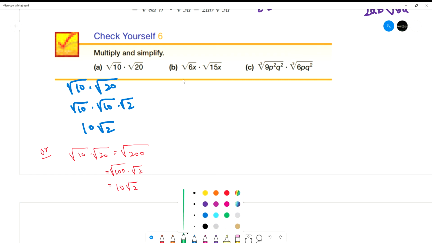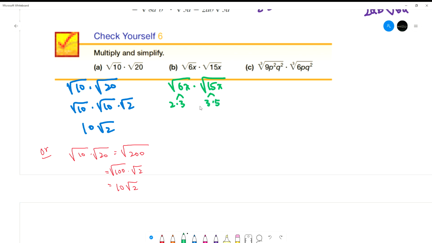So let me try the second one. We have root 6x times root 15x. And in the 6, I have 2 times 3. In the 15, I have 3 times 5. So I see 2 3's. So I know this is the square root of 3 times 3 is 9x squared times the square root of the remaining factors, which are 2 and 5. So that's 2 times 5 is 10. Does that make sense, I hope? So this becomes 3x radical 10.